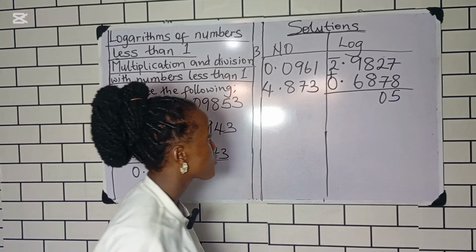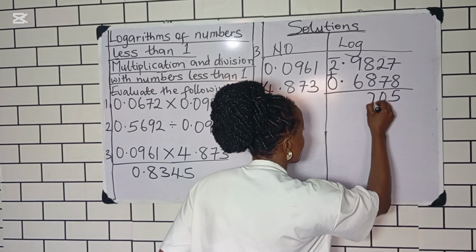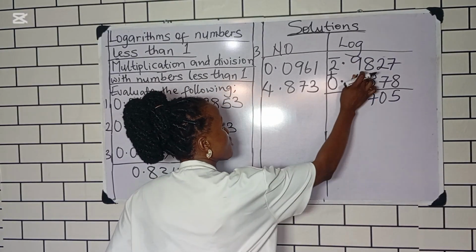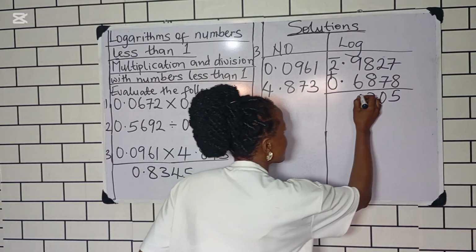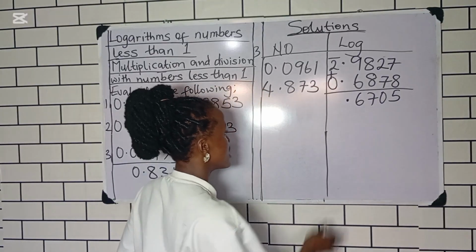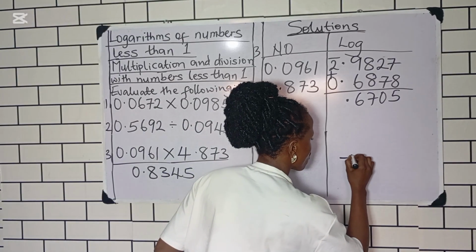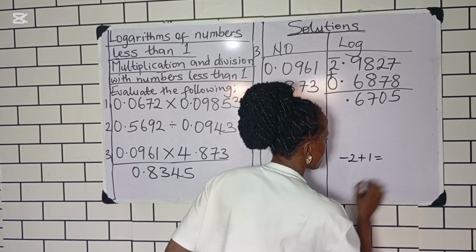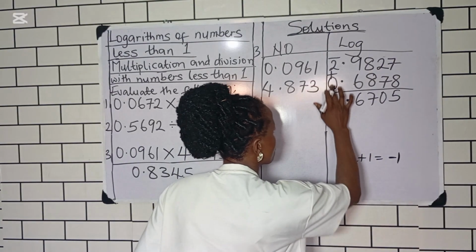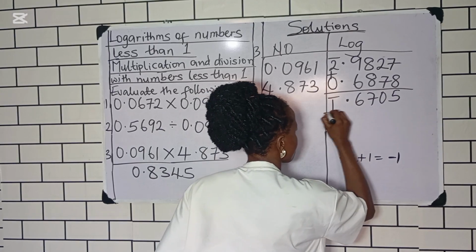You have 9. 9 plus 8 will give us 17. You write 7, carry 1. That one you carry, add it to this 9. You have 10. 10 plus 6 will give us 16. You write 6. Bring down your decimal points, carry 1. That one you carried, add it to these 2. You have your minus 2 plus 1 will give us minus 1. Now this minus 1 plus 0 will still give us minus 1, which is bar 1.